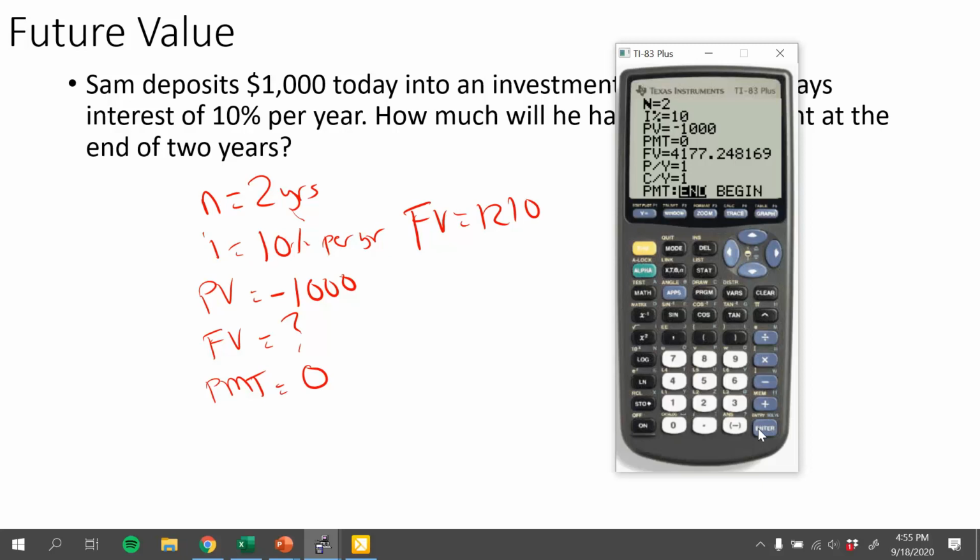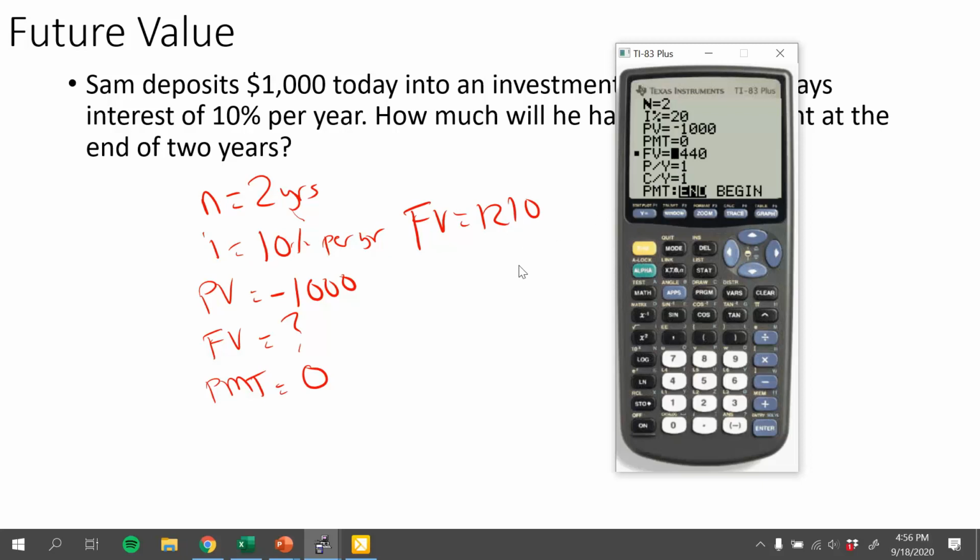So what's going to be the impact on our future value? Well, it should make our future value higher. So let me increase my interest rate from 10% to 20% and solve for future value again. So I'll go to alpha, enter, and you'll notice that I get 1440, which is bigger than the 1210 that I had in the original problem. So yeah, as interest rate increases, future values can increase as well.